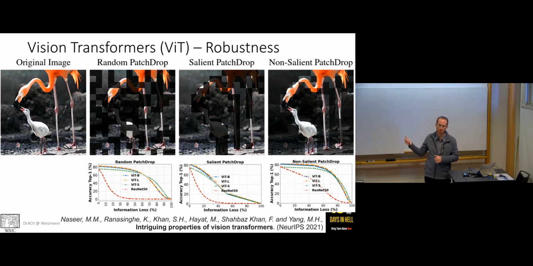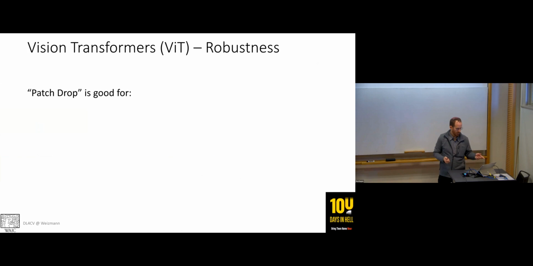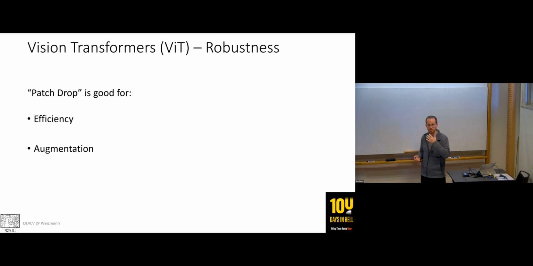This you can do during inference as well. I'm asking if this would be efficient also as an augmentation. Yes, so we can do this patch drop for efficiency, as we said. We can do this as an augmentation to train the network to be able to classify given only a portion of the images.